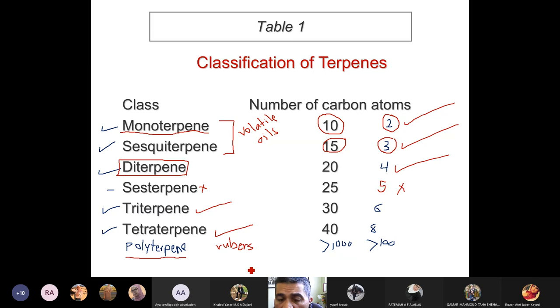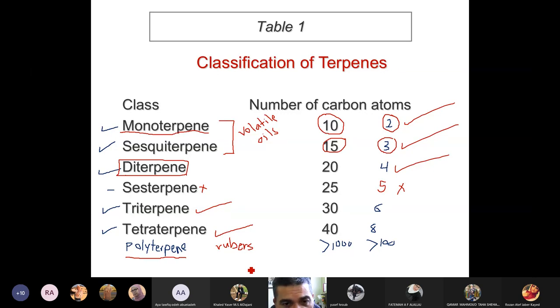Any one of you now hearing me, he imagined that I'm talking about something which does not belong to you, that you never deal with these monoterpenes. What is this sesquiterpene, doctor, and triterpene, tetraterpene?